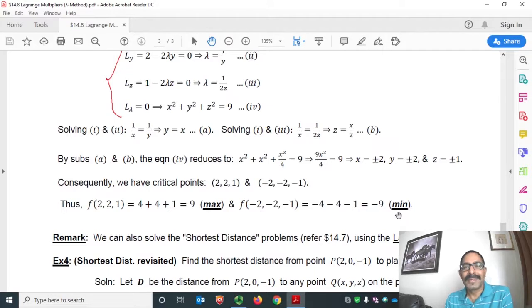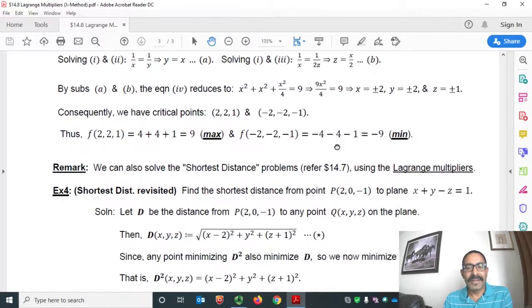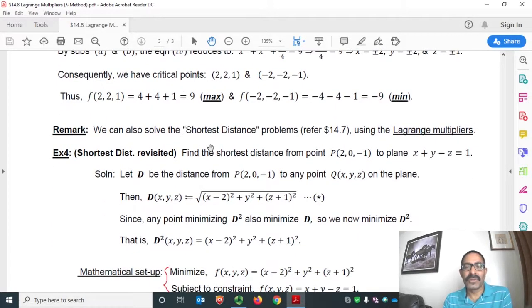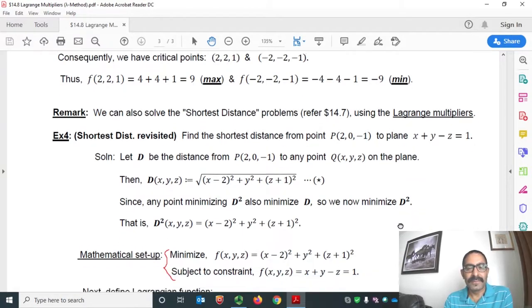I hope this answer makes sense to you all. Quick remark, we can also solve shortest distance type problems. We did these types of problems in section 14.7, but this time using Lagrange multipliers, meaning using lambda. Let's do example 4.